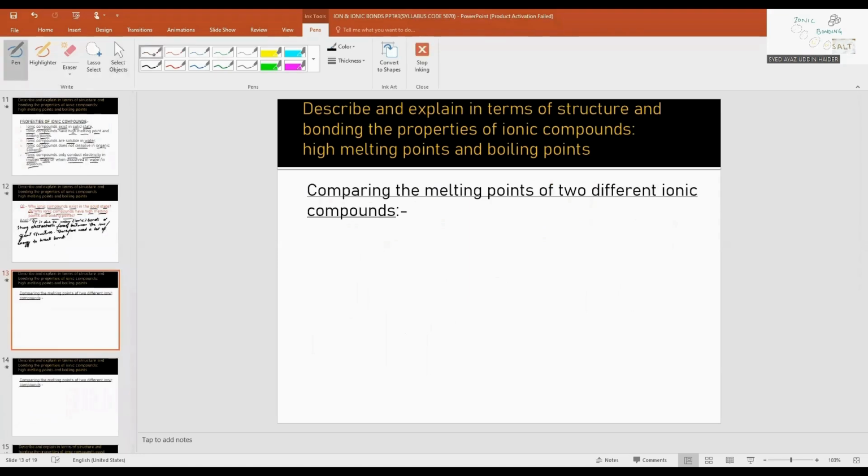Comparing the melting points of two different ionic compounds. Let's compare sodium oxide, Na2O. The melting point is 1132 degrees centigrade. On the other hand, magnesium oxide, MgO, has a melting point of 2852 degrees centigrade.